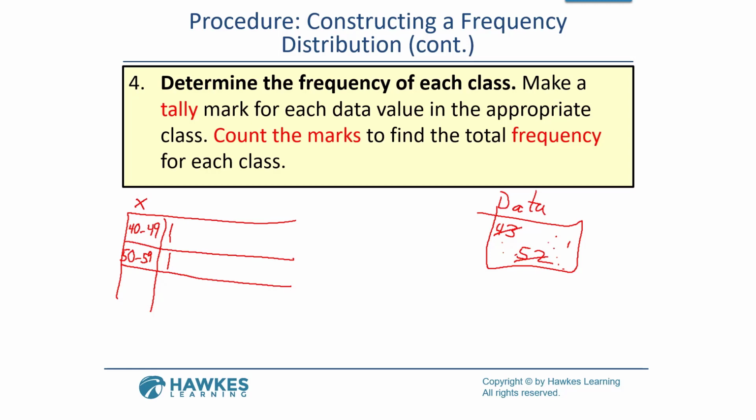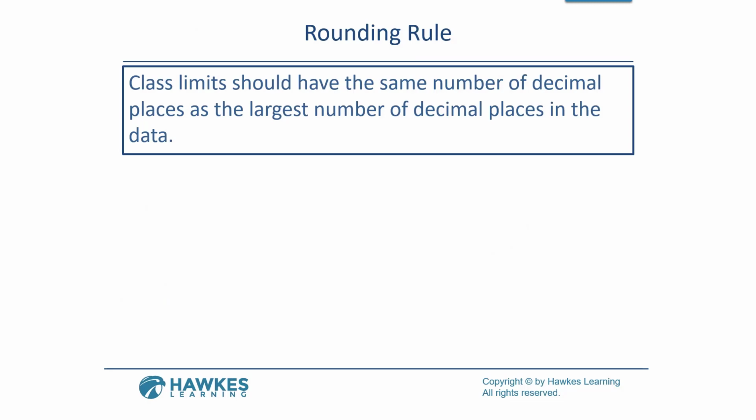Next, you're counting those marks, and then you're going to make sure that your class limits, this is not a trivial thing, it's important, but if you have whole numbers you won't have to worry about this. But if you do have decimal places, you want the same number of decimal places as the most decimal places you have in any one piece of your data. So if it goes down to only tenths, then tenths is how your class limit should be set up. If they go down to hundredths, then you need your class limits to show the hundredths.